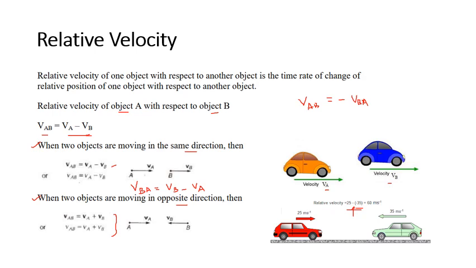So VA is 25 minus VB is 35. But look at the direction of VB. It is moving opposite to the first object. Then 25 minus of minus 35. So, what will be the answer? The 60 meter per second.